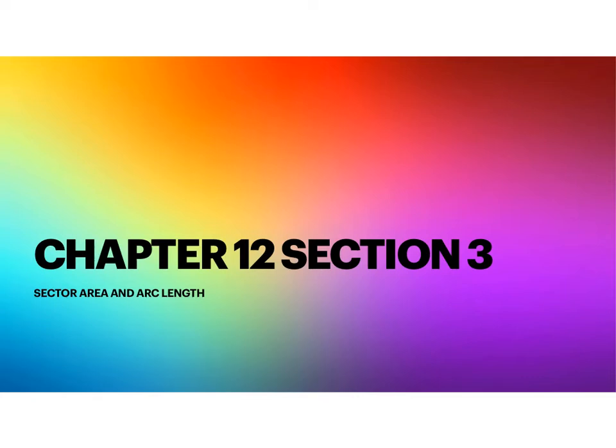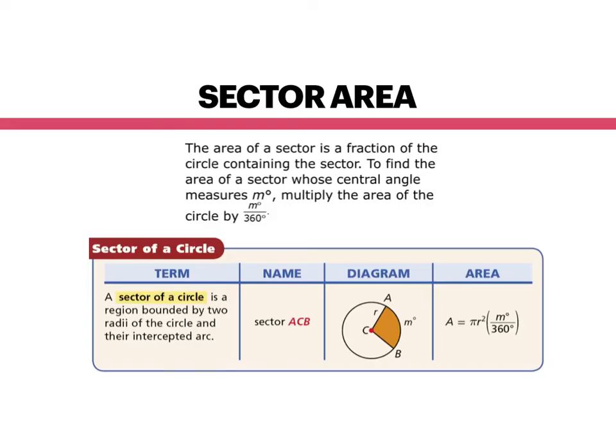12.3 deals with sector, area, and arc length. So first thing we're going to look at is our sector area. So the area of a sector is a fraction of the circle containing the sector. To find the area of the sector whose central angle measures m degrees, multiply the area of the circle by m divided by 360.